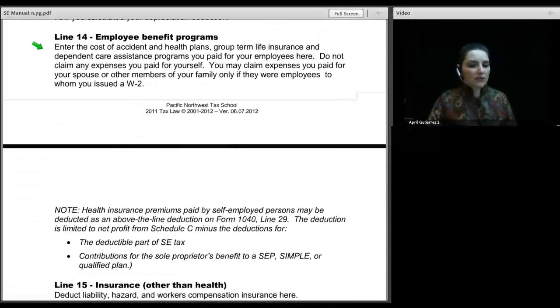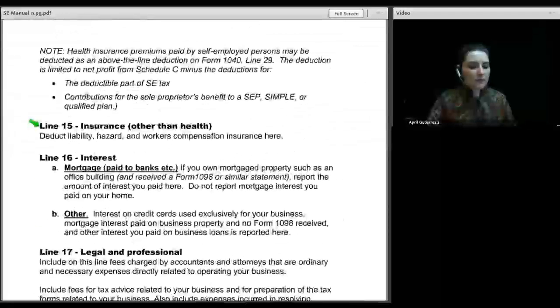The next line is employee benefit programs. You enter the cost of accident and health plans, group term life insurance, and dependent care assistance programs you paid for your employees here. Do not claim any expenses you paid for yourself. You may claim expenses you paid for your spouse or other members of your family only if they were employees to whom you issued a W-2.